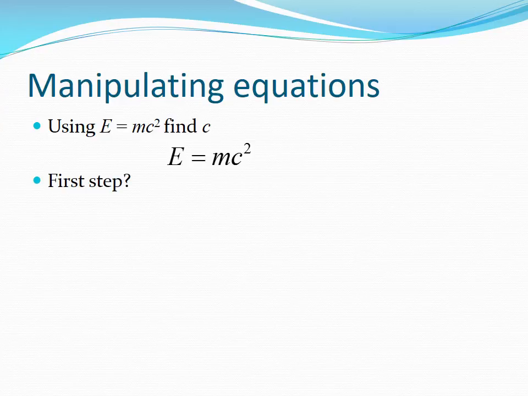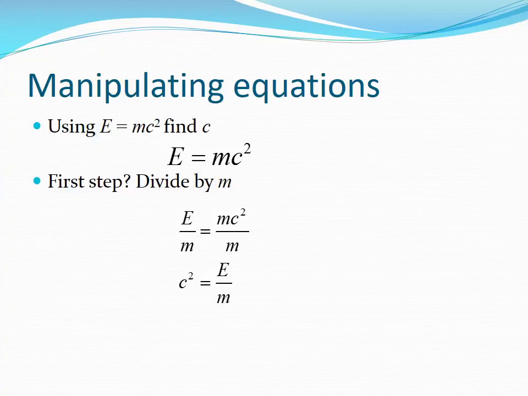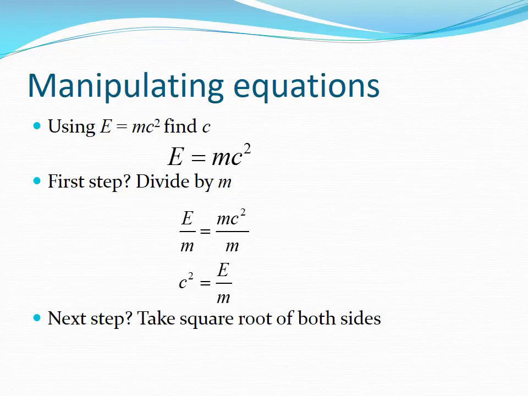What should the first step be? Divide both sides by m. Then what is the next step? Take square roots of both sides, which yields for the final answer that c is equal to the square root of E divided by m.